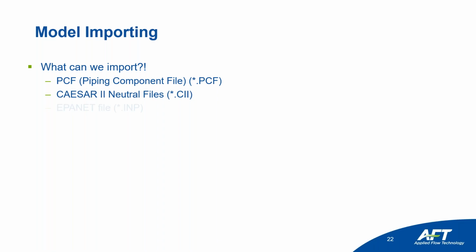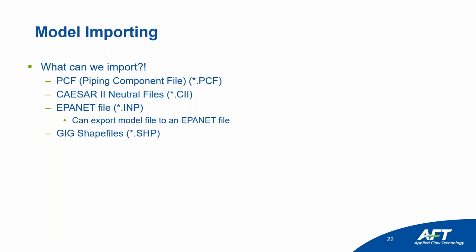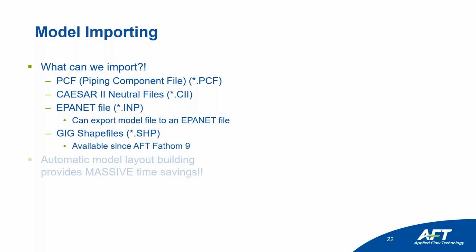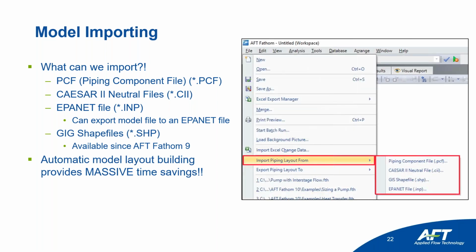Other things you can import are Caesar II neutral files and EPANet files. You can also use Fathom to export a model to an EPANet file. And you can import GIS shapefiles. The GIS has been available since Fathom 9. This is automatic model layout building that will give you massive amounts of time savings. The way that you do it is you go to a blank workspace of Fathom, go to File, and then import your piping layout. Pick which file you're going to import, and there you go.